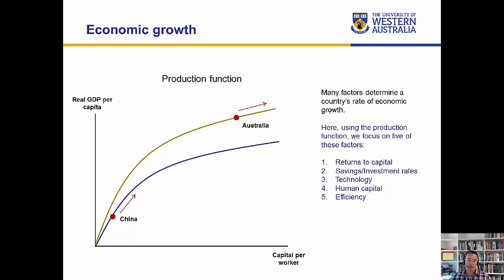It's simply a matter of China having a greater potential for positive returns from capital accumulation. So China has a greater potential to grow in that respect. The second is savings and investment rates. Obviously, the more a country saves, the more it can invest, and the more it can invest, the faster it can actually move horizontally in this diagram and accumulate more capital.